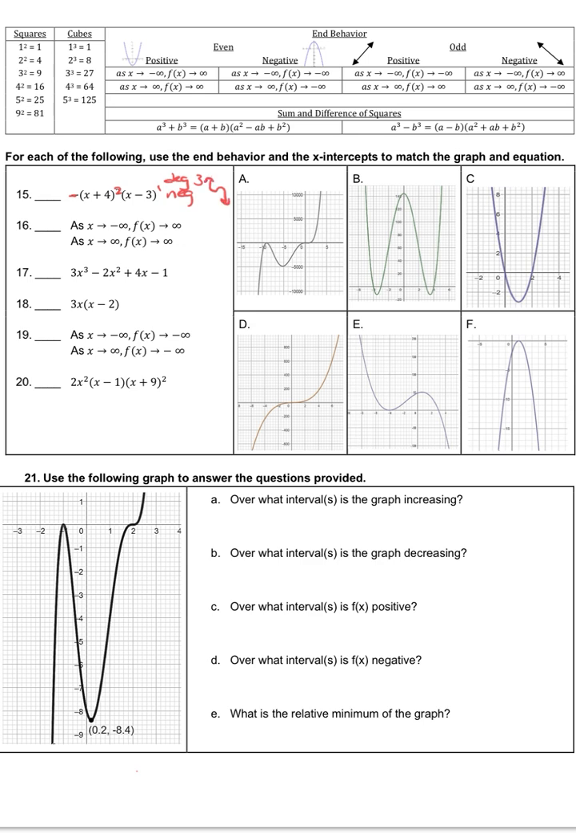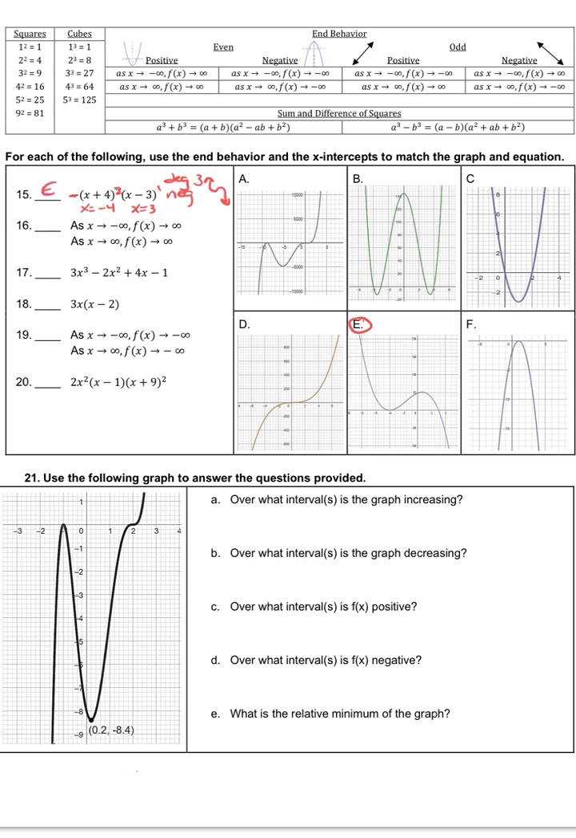So the general shape of your graph is going to look like that. Okay? And then on top of that, you can also set these equal to 0 and know that you have an x-intercept at negative 4 and an x-intercept at 3. So then you can look and see, where does my graph cross the x-axis and which one has that shape? Well, the only one that even has that shape is E. So we're going to say that one is E.